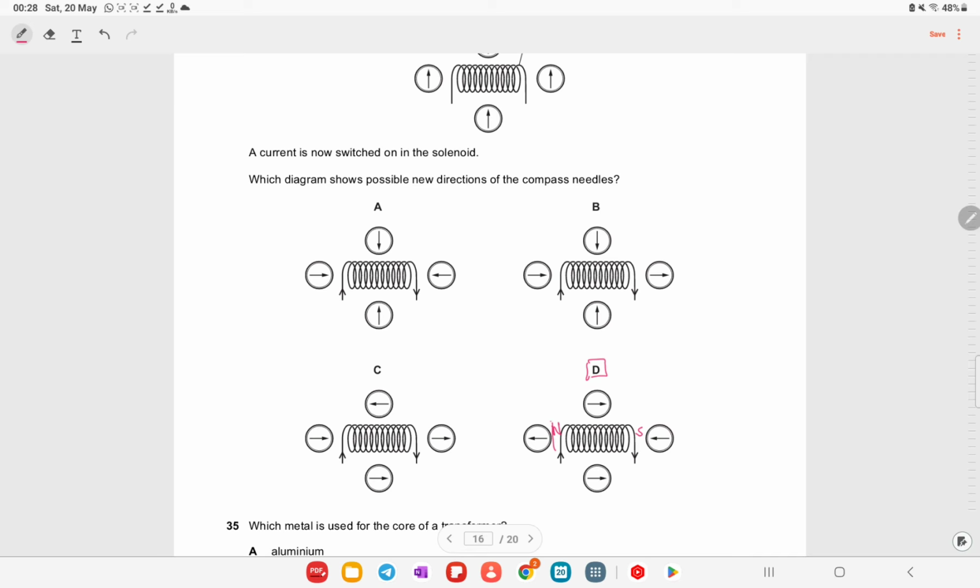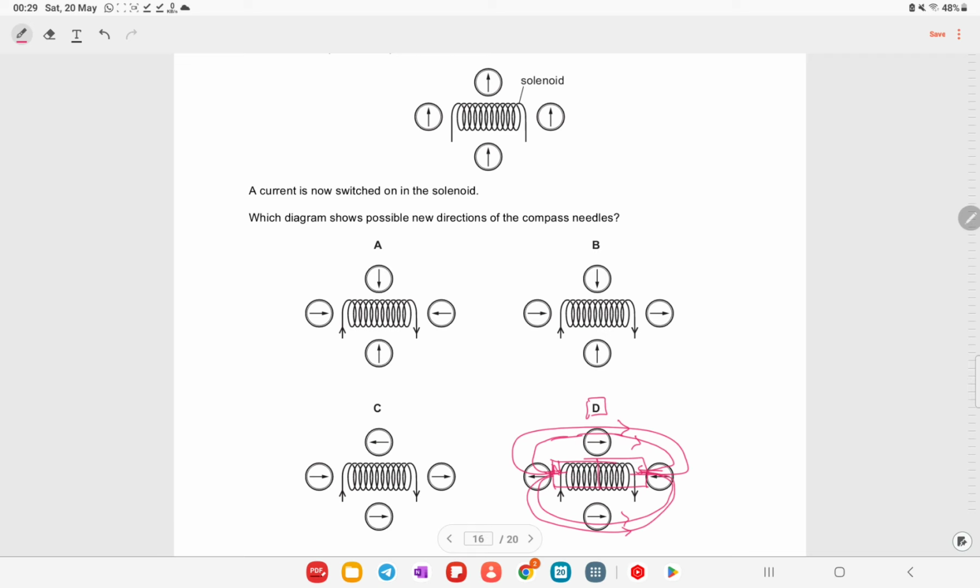If you draw a bar magnet, you can see that inside the magnet the magnetic field goes from south to north. Outside the magnet it goes from north to south. So the magnetic field lines are like this, and their arrow direction is like this. So use the right hand grip rule to do this.